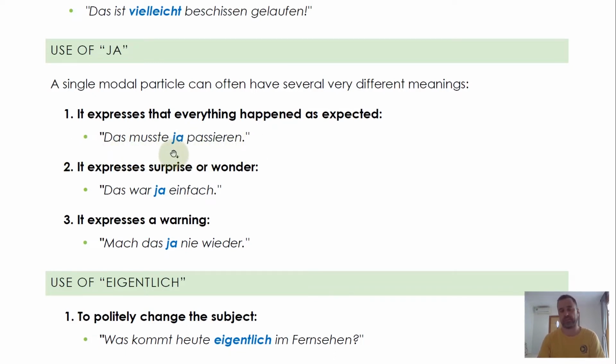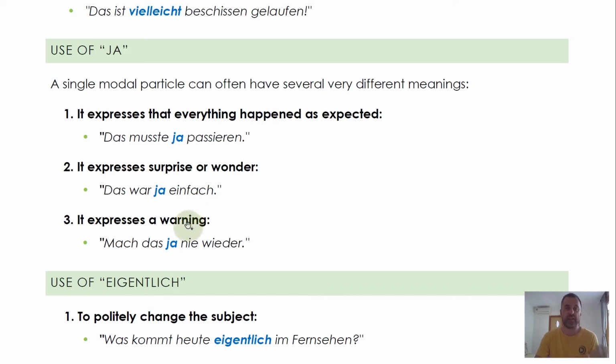Das musste ja passieren. It could also express surprise or wonder. Yep, das war ja einfach. So this was really easy. Surprisingly, this was very easy. So the ja has pretty much the job here of the word surprisingly in English, and to make it 100% what it means in German, I would even put the really in English there too. That's all the job of ja here.